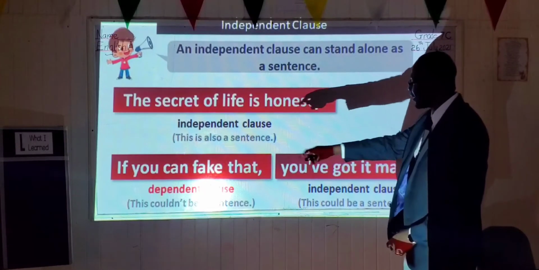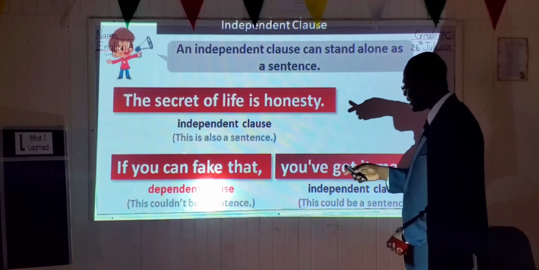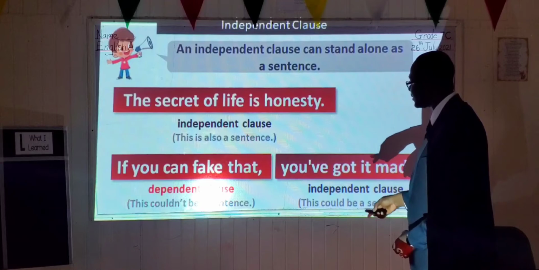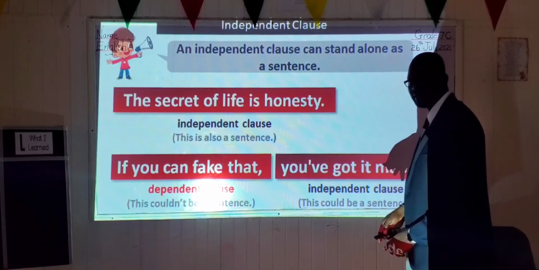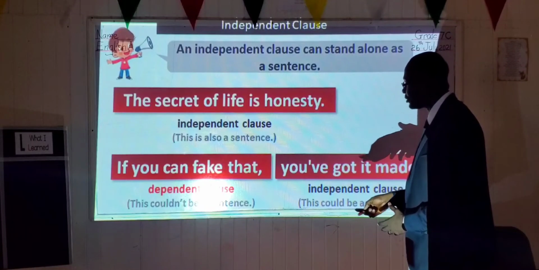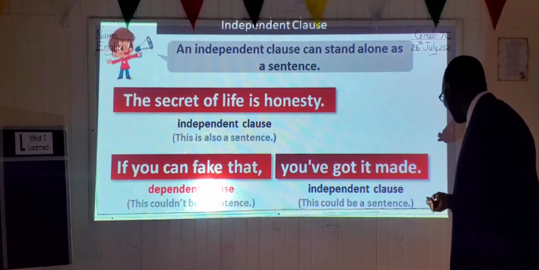Let's look at another example at the bottom. If you can fake that, notice this is not an independent clause, but instead it is a dependent clause because it could not stand by itself, it does not make sense, and so it could not be a sentence. On the other hand, you've got it made is an independent clause.